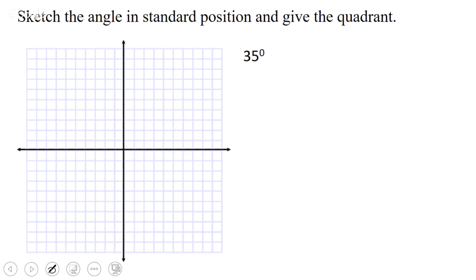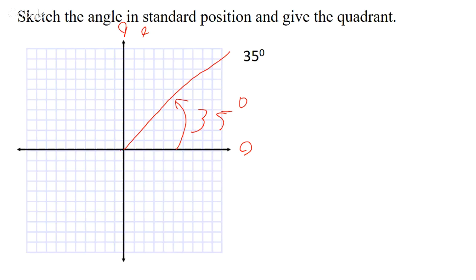So let's sketch this angle. Now, when I say sketch these angles, I'm not looking for you to get a protractor out and tell me exactly where it is. When I say sketch it, you put it in the correct quadrant. So here at 35 degrees, I know 35 degrees is between 0 and 90 degrees, so I know it's somewhere in quadrant 1. I don't have to make an exact 35-degree angle, just make an angle in the first quadrant, and then just say that it is 35 degrees.